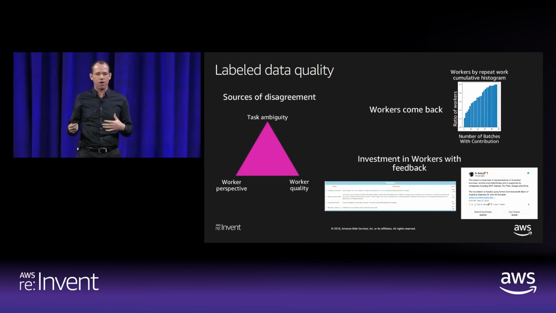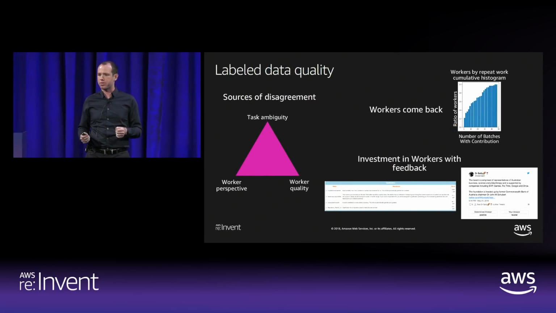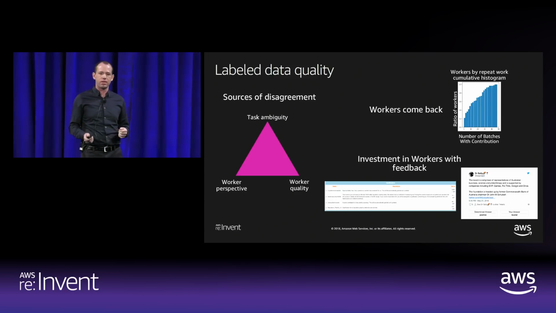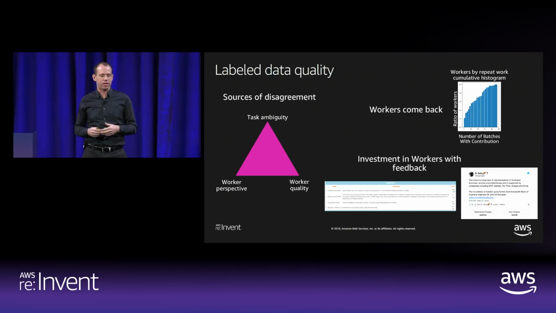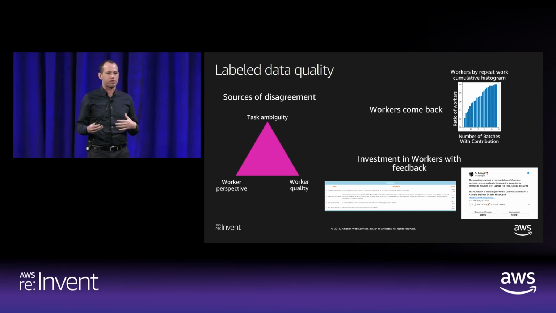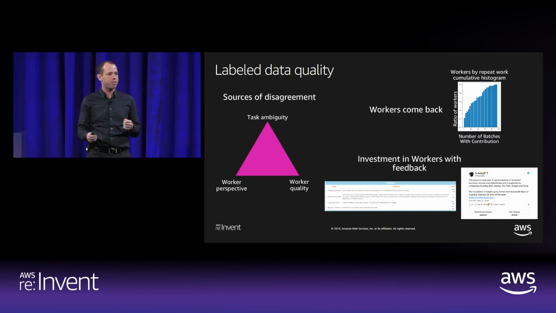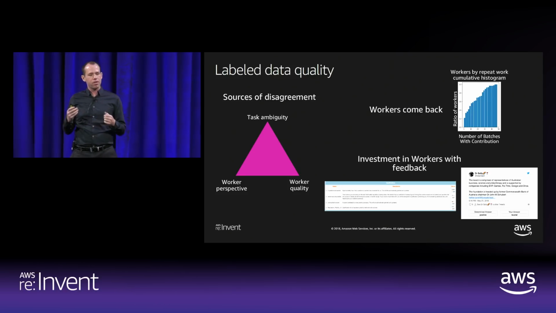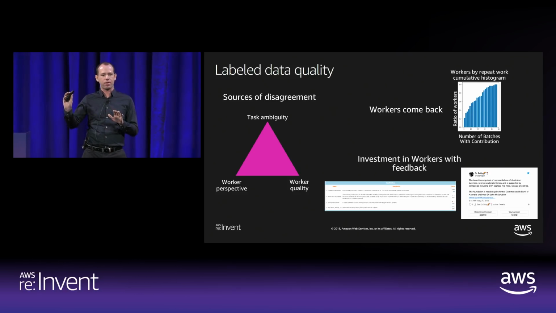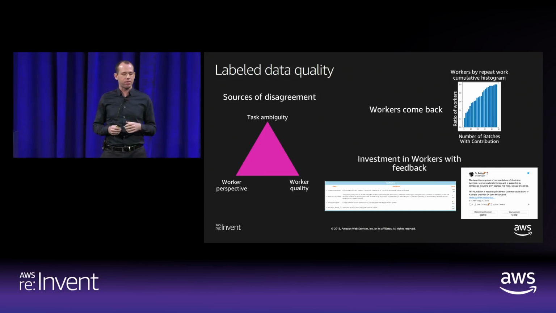So throughout this whole process, labeled data quality is really important to us. Essentially, our model is going to be limited in quality to the quality of our labeled data. So during this whole process, sources of disagreement were hugely important to us. When we talk about disagreement, there's two aspects here. There's disagreement between Signal and the crowd, and there's also disagreement within the crowd itself.